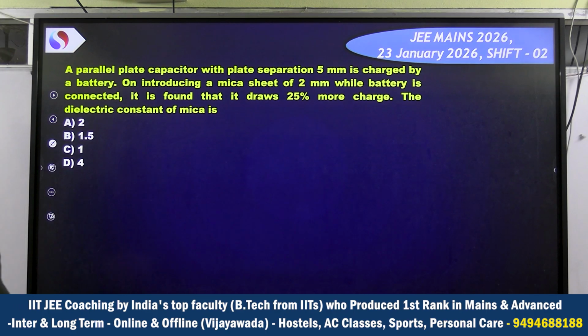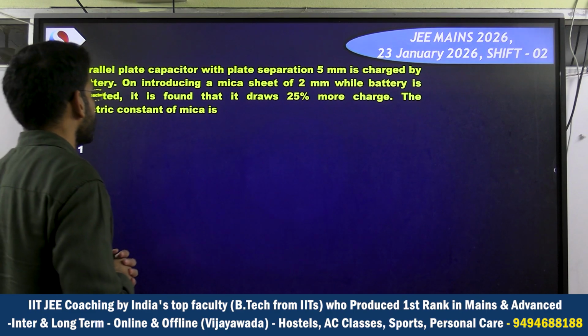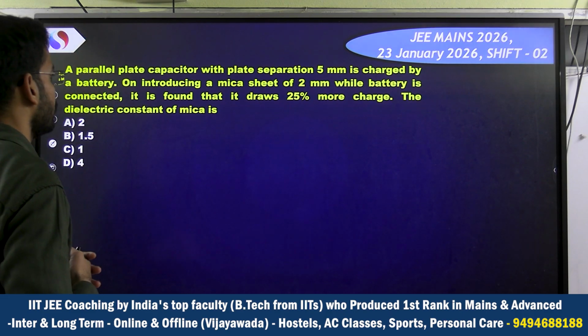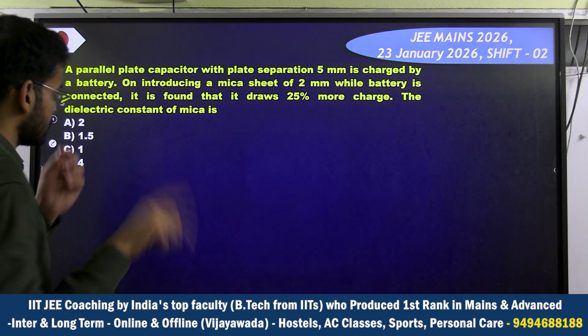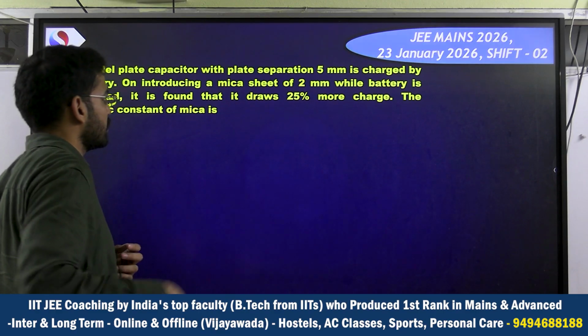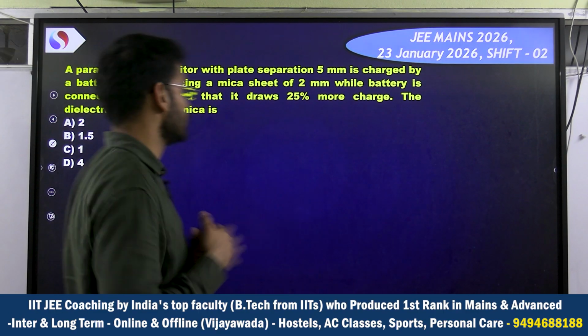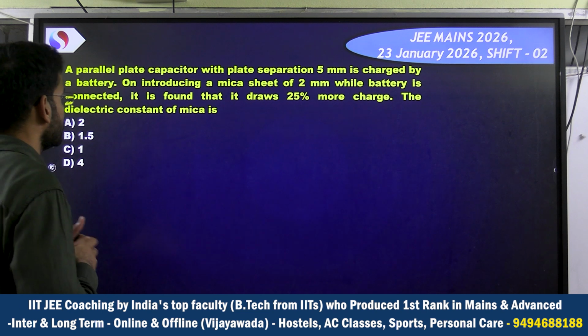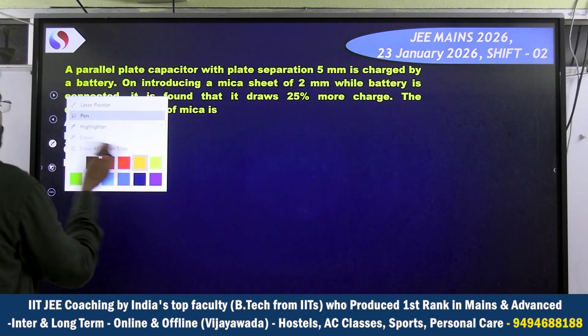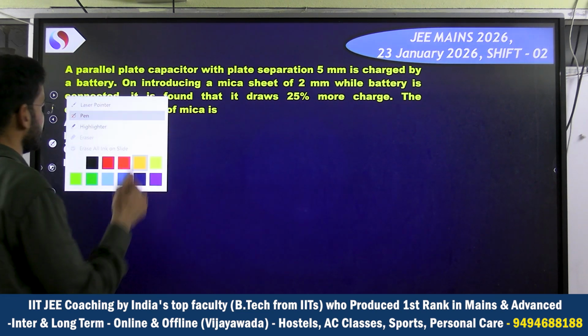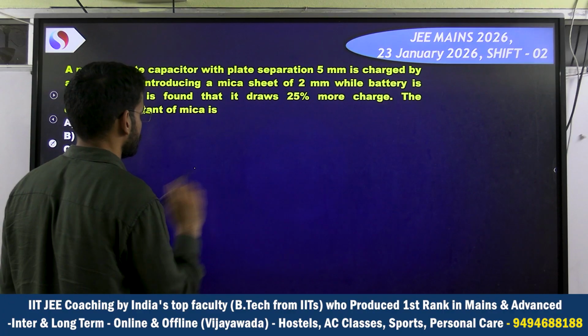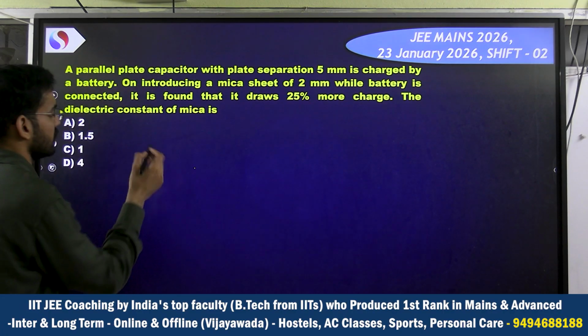Next, a parallel plate capacitor with a plate separation of 5 mm is charged by a battery. On introducing a mica sheet of 2 mm while the battery is connected, so the battery is still connected, it is found that it draws 25% more charge. So the charge increases by 25%. The dielectric constant of mica is? So there is a sheet or medium introduced. This kind of question we have solved many times in the notes.